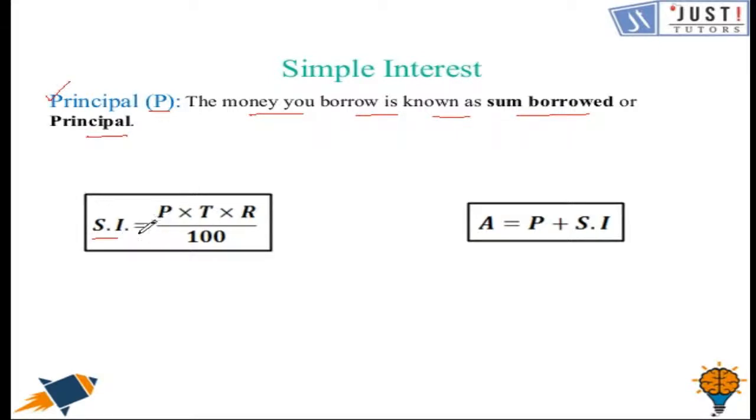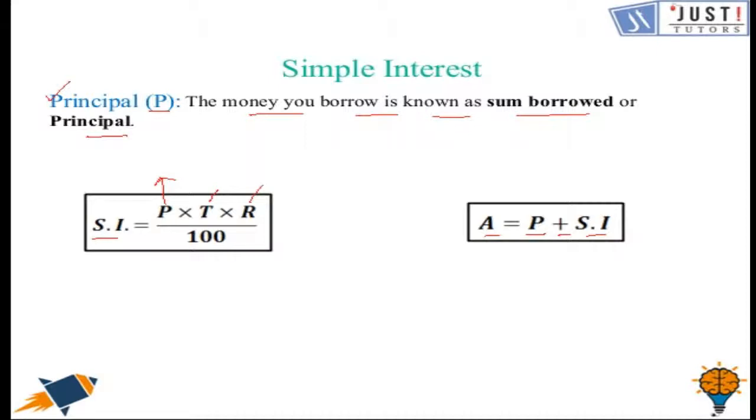The formula for SI is PTR. P is principal, T is time for which the money is being borrowed, and R is the rate of interest, that is, what percent of interest the borrower has to pay as extra money. Interest is generally given in percent for a period of 1 year, and it is written as say 10% per year or 10% per annum. After that, the total amount paid, including the money he borrowed and the interest, is always equal to principal plus SI.